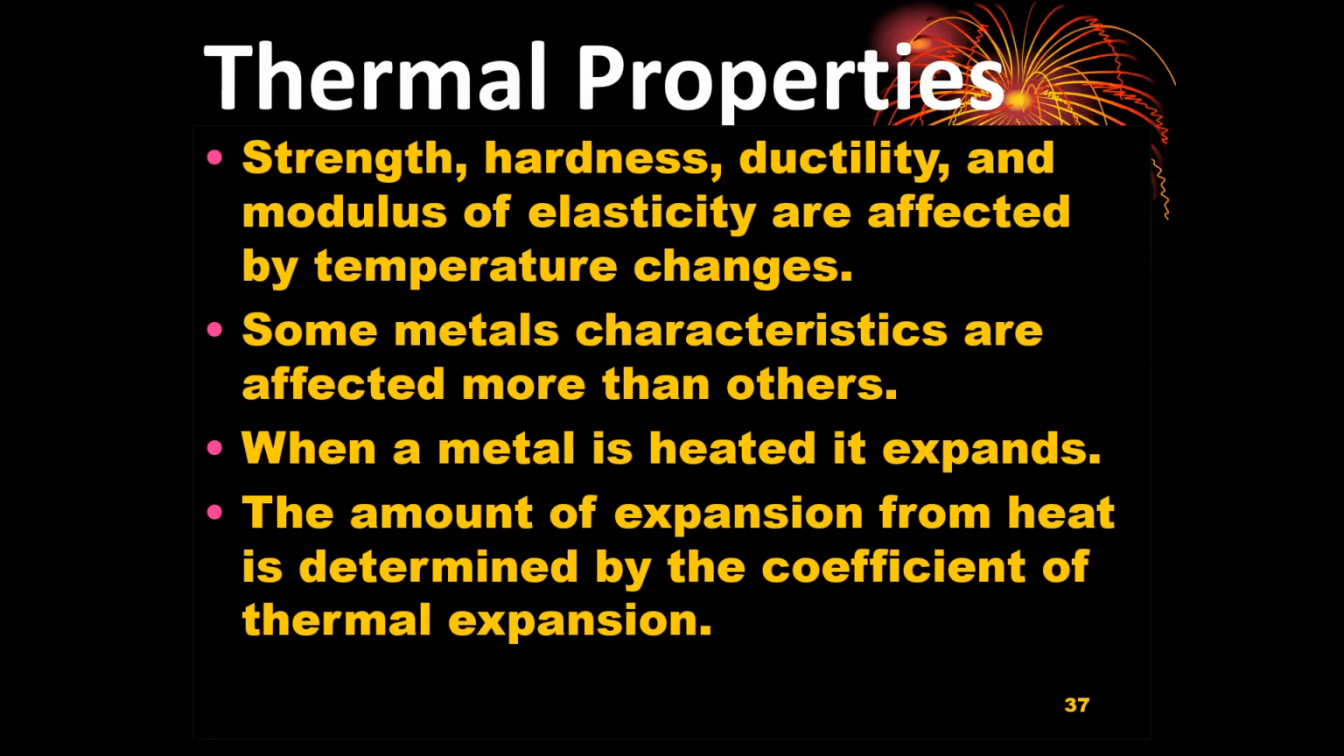Thermal properties. Strength, hardness, ductility, and modulus of elasticity are affected by temperature changes. Some metals' characteristics are affected more than others. When a metal is heated, it expands. When it's cooled, it contracts. The amount of expansion from heat is determined by the coefficient of thermal expansion, and each different type of material has a different level of coefficient.